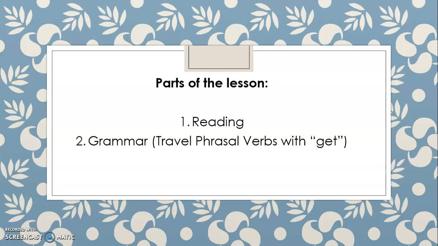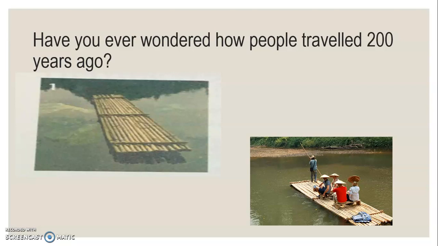The first part we are going to do reading, where you are going to read about the different types of transportation, and we're going to see how they evolved from time to time. The second part will be grammar, where we are going to revise phrasal verbs of travel with the verb get. Let's get to it, shall we?